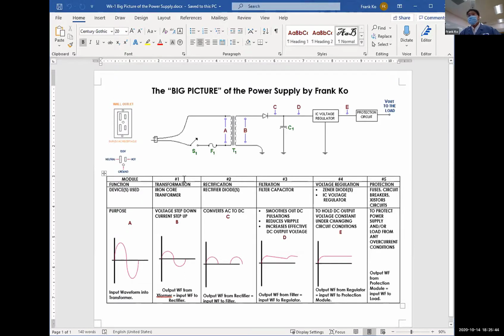The very first module has what function? It is called transformation. Transformation ends with what four letters? T-I-O-N. You'll see a pattern that will happen with this. The second module is what type of function? It's called rectification. The third one is called filtration. The fourth one is called voltage regulation. And the fifth one is called protection. So each one of these modules ends with the same four letters.